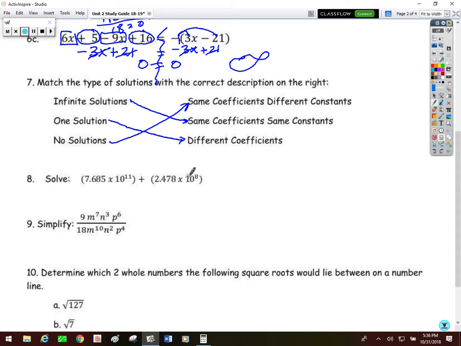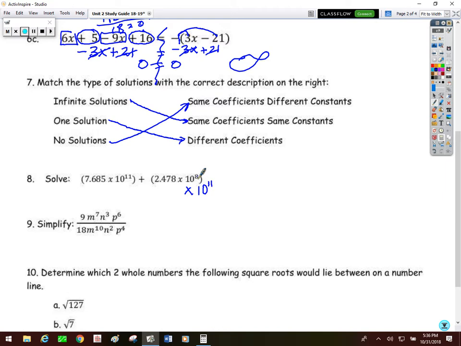And I know most of you are going to say, well, it doesn't matter, we can use our calculator. Well, I still want you to be able to do it without the calculator. Remember, you cannot add these unless these exponents are the same. So the difference between 11 and 8 is 3. So what I've actually got to do is change this to match that. And to do that, I've got to make this 10 to the 11th power.